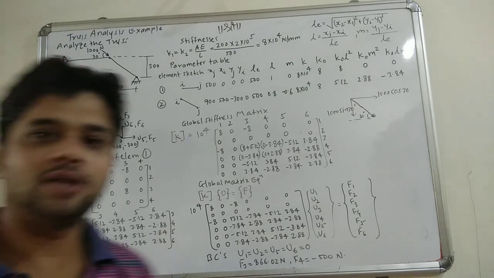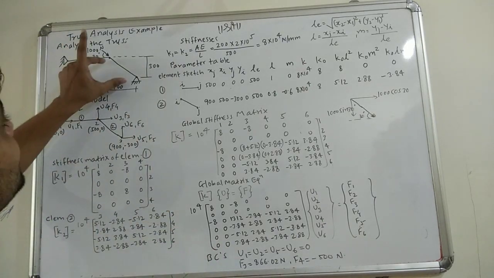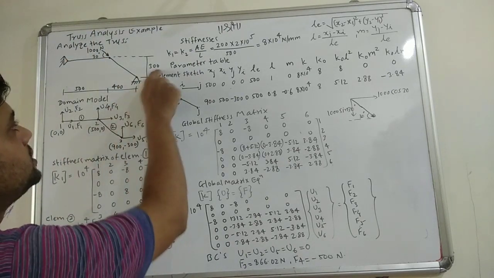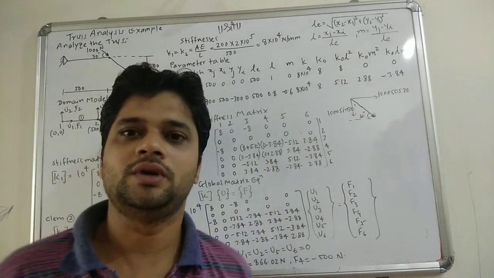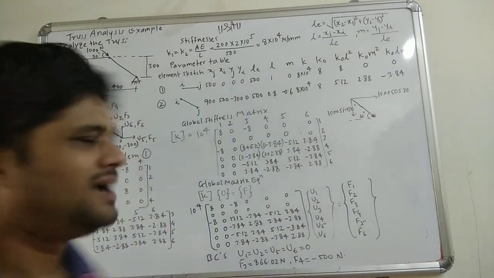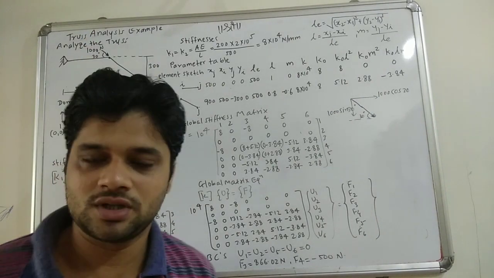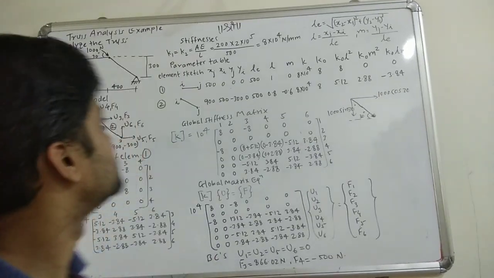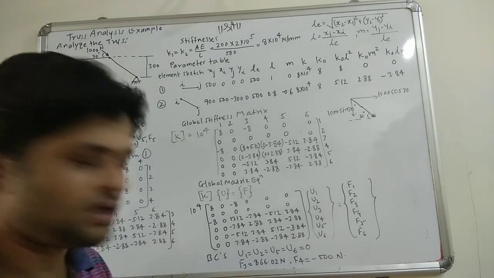Now there might be a confusion about how to find the length of this particular truss member. But since we have been given the horizontal length as well as the vertical length, we have to use the Pythagoras theorem. Since it is 400 and 300, the hypotenuse, which is going to be the length of the truss member, will be 500 millimeters. So that is not going to be that difficult to identify.